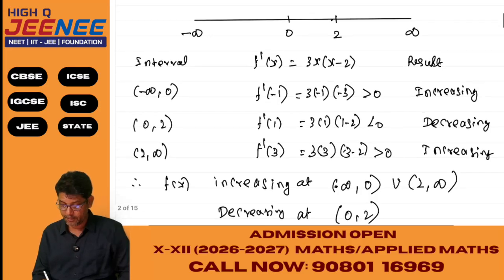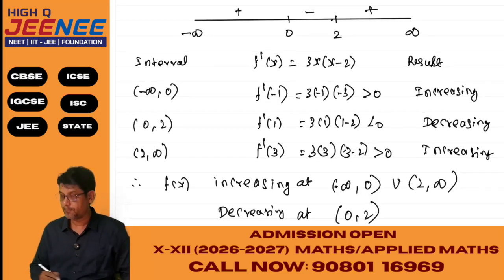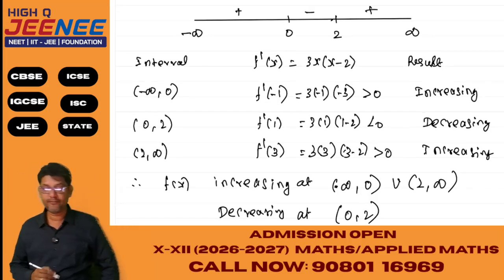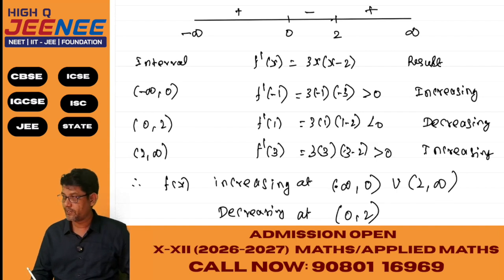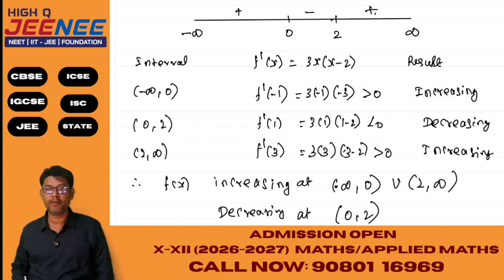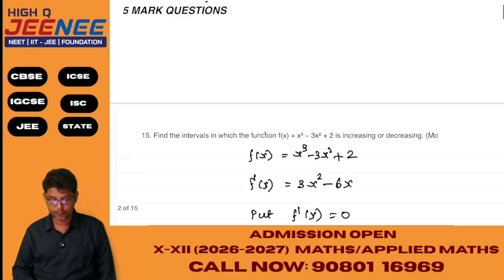See, here positive, here negative, here positive. So if you are using the wavy curve method, on the right side we always start with positive. So positive, negative, positive, this is what we are getting. Better, but still I'm telling you, my dear, try to avoid the wavy curve method in the board exams.